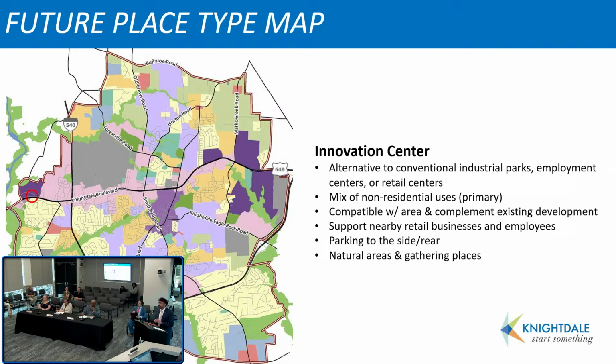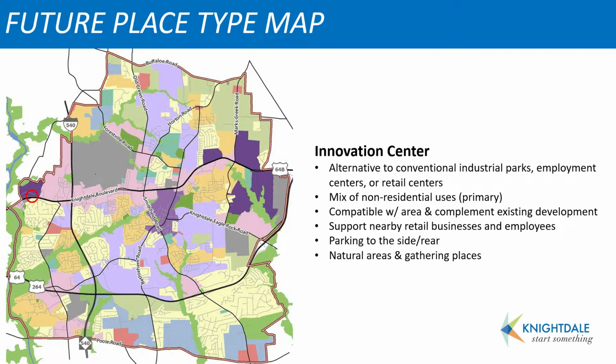Then the future place type map, last stop here. The subject property is located within the Innovation Center. These are meant to be alternatives to your conventional or typical industrial park. The comprehensive plan talks about including a mixture of non-residential uses, and those being the primary makeup over residential.